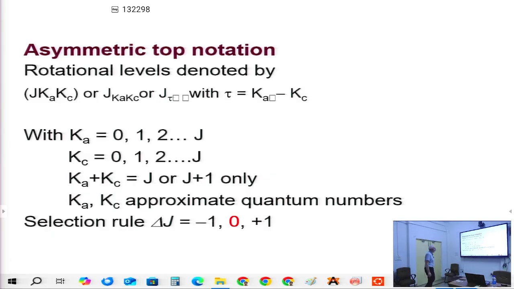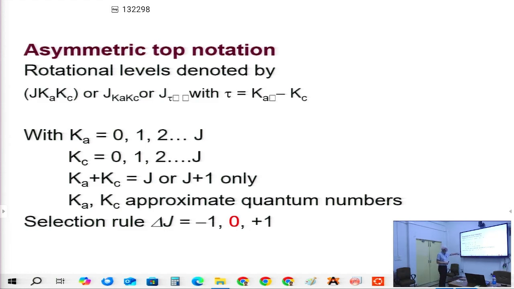There is an alternative, slightly older notation, which uses something called tau. Tau is the difference between Ka and Kc, and goes from minus J to plus J in steps of 1. When Kc is 0 and Ka is J, you get minus J, going all the way up in steps of 1 to when Ka is 0 and Kc is J, giving plus J. That's an alternative notation. You'll see it largely in older books. It's largely gone out of use.